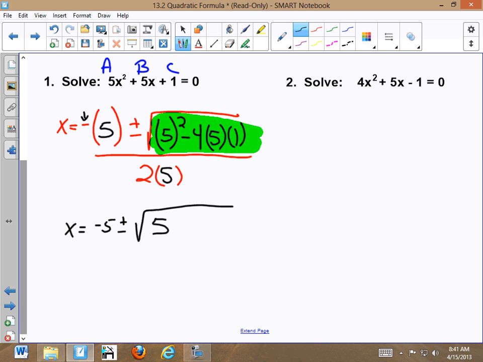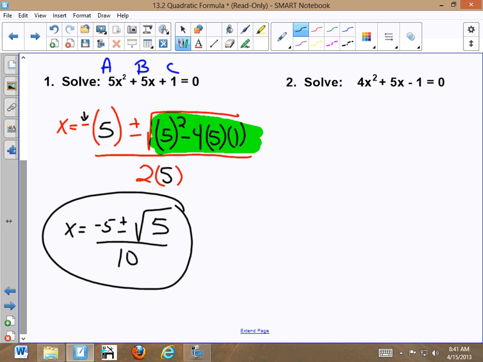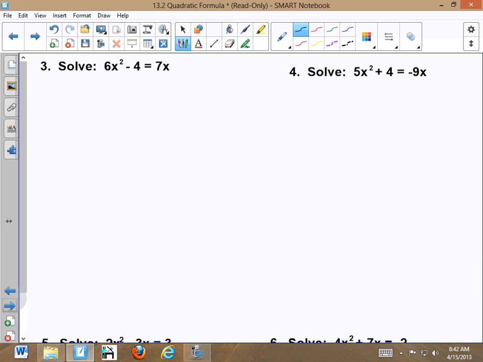Equals 5, so I can cut this way down. All over 2 times 5 is 10. That is my answer right there. That's as far as I'm going to take it. Now, please remember, if you get a negative inside your square root, what does that mean? No solution.